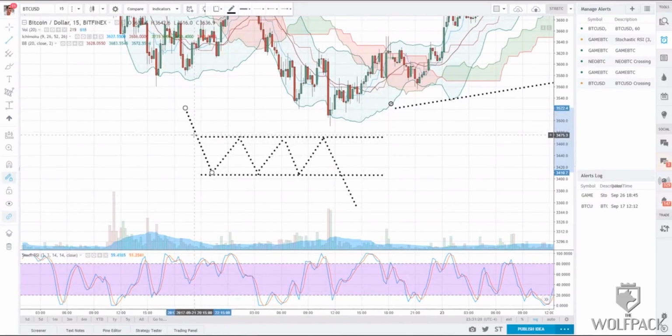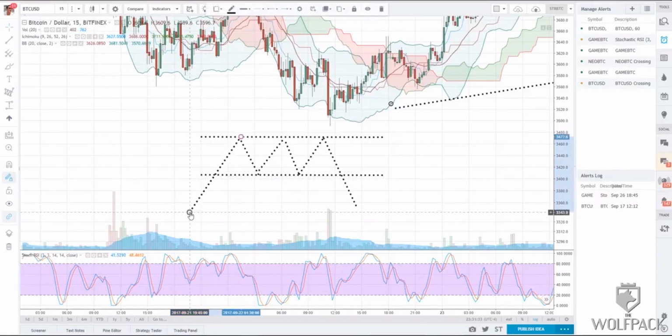That's a continuation version. If it was a reversal, then it would basically do this, which would be almost a triple bottom. So then 1, 2, 3, right? That's if it was a reversal or a continuation. Usually I see them as a continuation more than a reversal, because if it was a reversal, it'd just be a triple bottom.